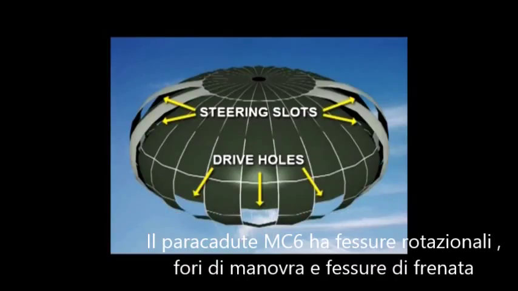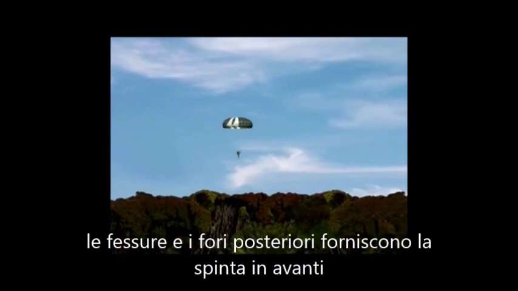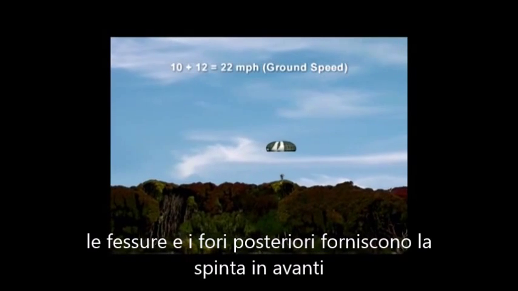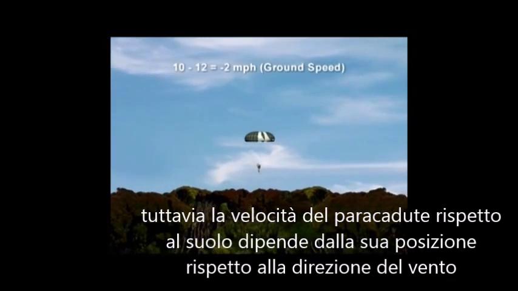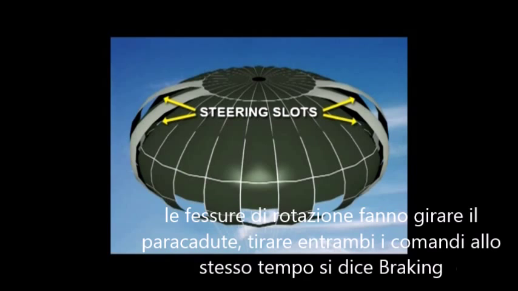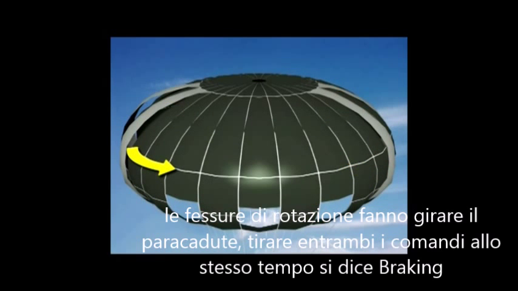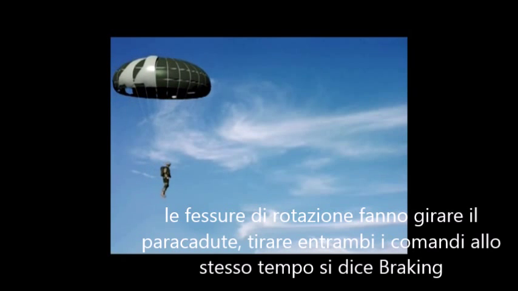MC6 parachutes have steering slots, drive modifications, and braking modifications. The steering slots and drive modifications give the canopy forward speed. However, the ground speed of the canopy depends on which way it's faced in relationship to the wind. Steering lines are attached to steering slots. Pulling a steering toggle will cause the canopy to turn. Pulling both steering toggles at the same time is called braking.